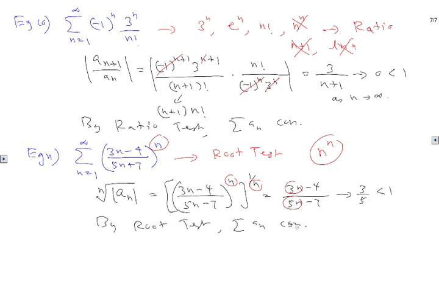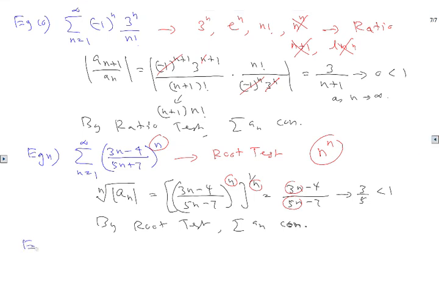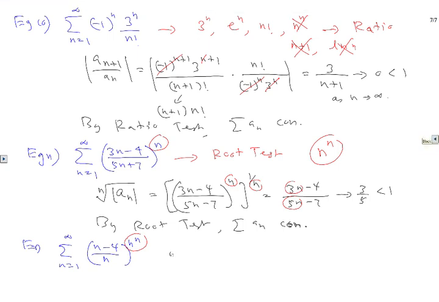Okay, it's over, but I'm going to do one bonus problem. How about this one? The sum from n equals 1 to infinity of (n minus 4 over n) to the n. We definitely know that we have to use the root test for this problem because of the n power. So let's try to use that. If you use the root test, what's going to happen here? The nth root of the absolute value of a n.